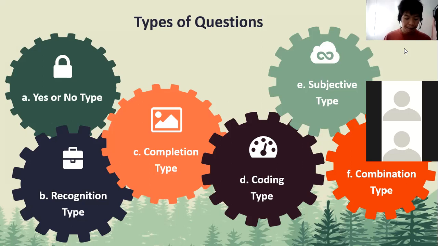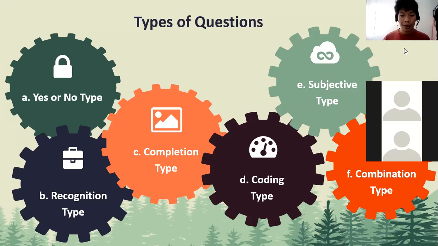Then we have recognition type, meaning you need to recognize your answer based on the given choices or alternatives. Meaning my question, then my predetermined answers. You just have to recognize what's the appropriate answer based on the question. Then we have completion type. In completion type, there are statements, then you need to complete those statements, meaning it's like a fill in the blank type of test. You need to complete the statement.